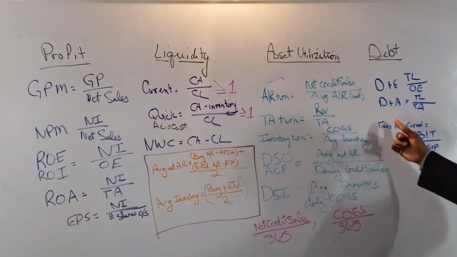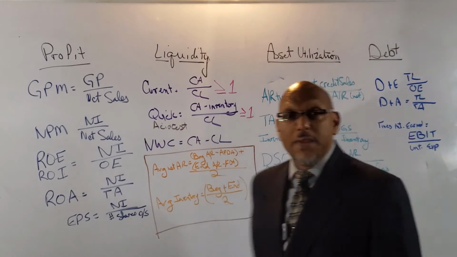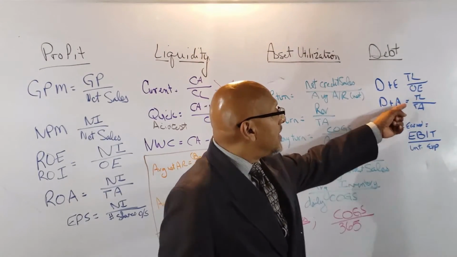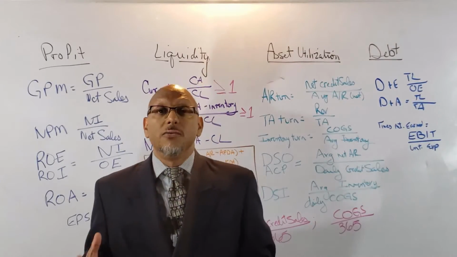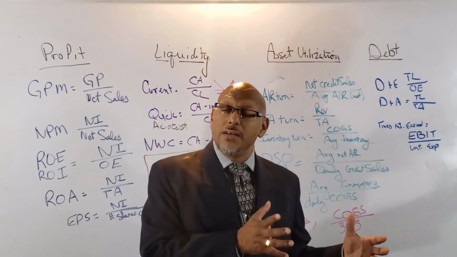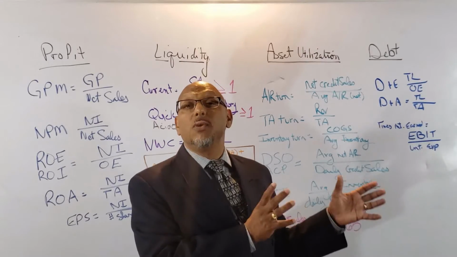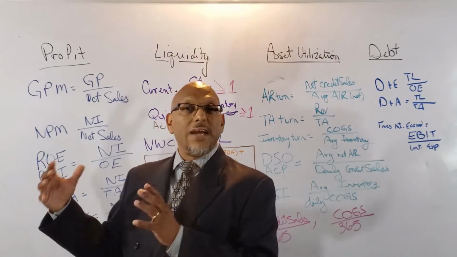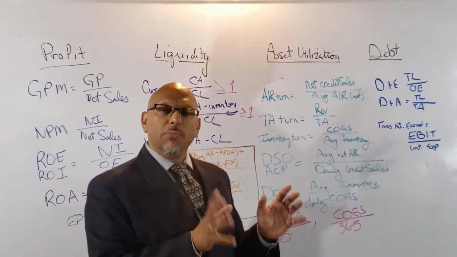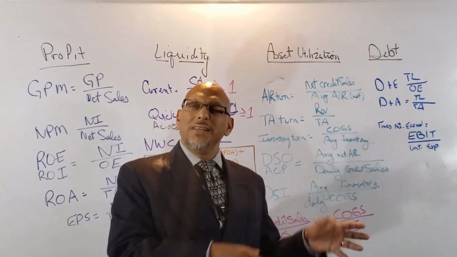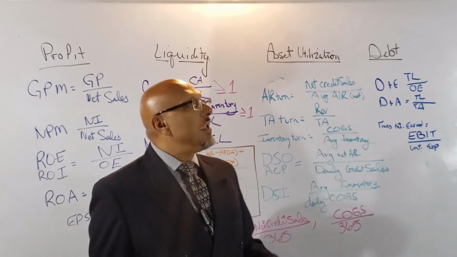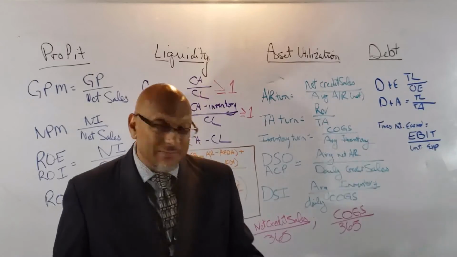The second one is the debt to asset ratio. The debt to asset ratio tells us how much debt we have, our total liabilities, as related to our total assets, because our assets are securing that liability, or else if we don't pay the liabilities, they take our assets.